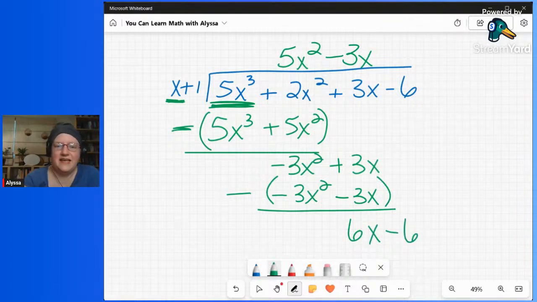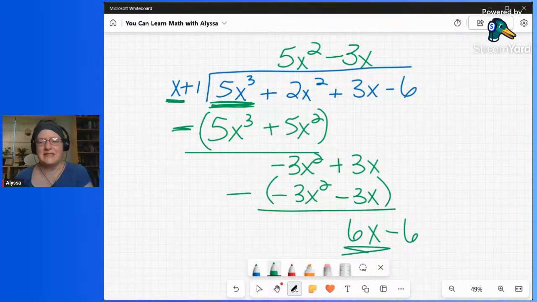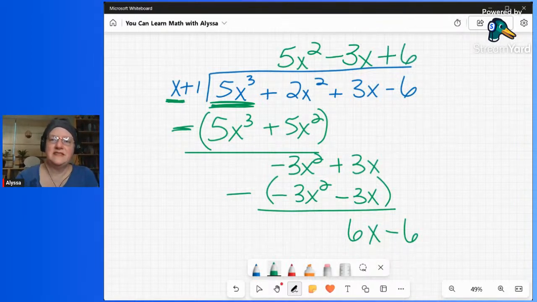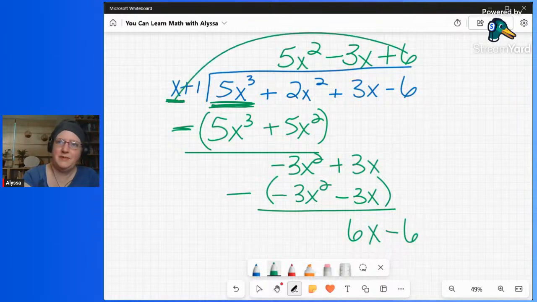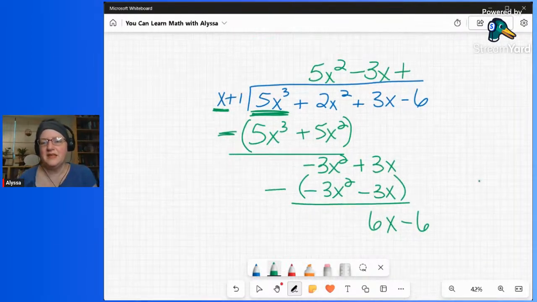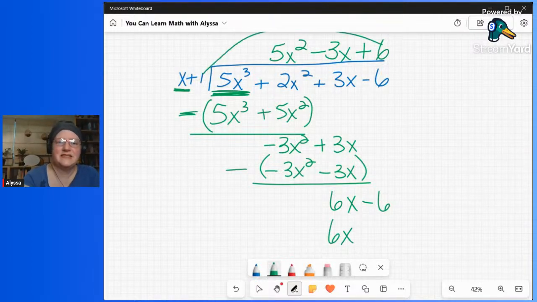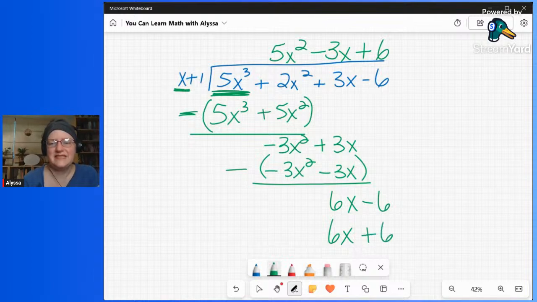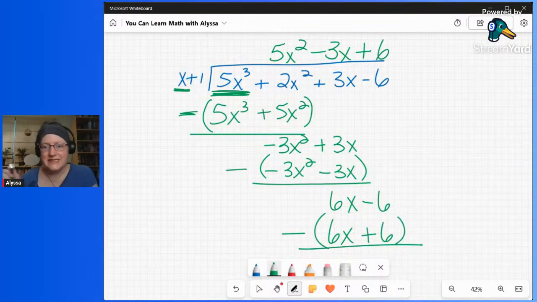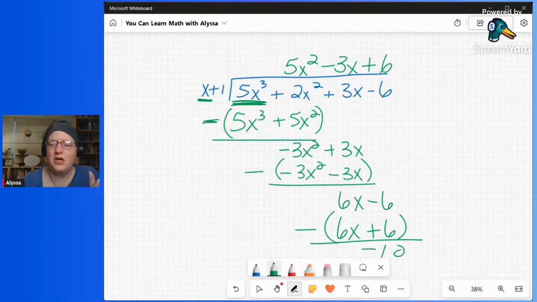Okay, then x times what equals 6x? Positive 6. Okay, same thing. Multiply back, put it down here. I erase my 6. Okay, so 6 times x is 6x. 6 times 1 is 6. And we're subtracting this whole thing. 6x minus 6x is 0. It better be 0. And negative 6 minus a positive 6 is a negative 12. And that is my remainder.